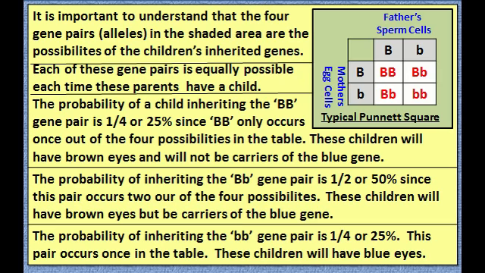The probability of inheriting 2 lowercase genes is 1/4 or 25%. This pair occurs once in the table. These children will have blue eyes.